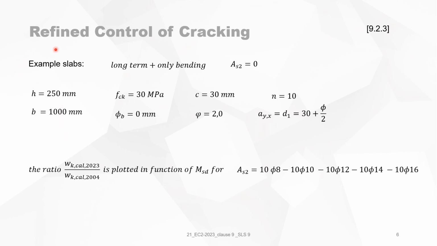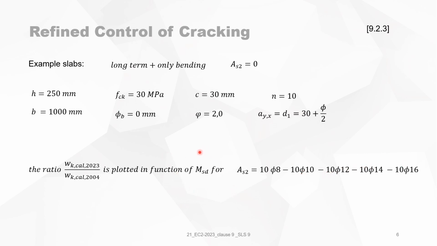We will take now an example of a slab to see if there is any difference. It is a long-term calculation with only bending and there is only tension reinforcement. The slab total depth is 250 millimeters, fck is 30 megapascal. We will take the layer of reinforcement closest to the surface, the first layer. So c is 30, and the distance D1 is of course 30 plus phi over 2. We take 10 rebars, and we will do the calculations for 10 bars of diameter 8, 10, 12, 14, and 16.